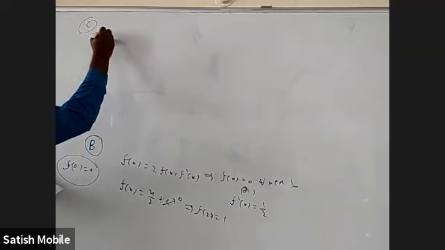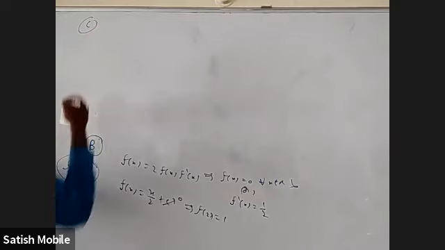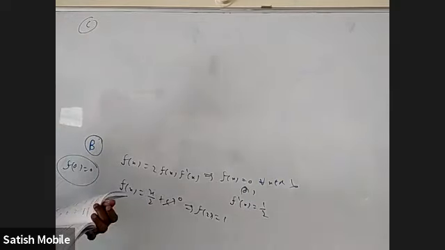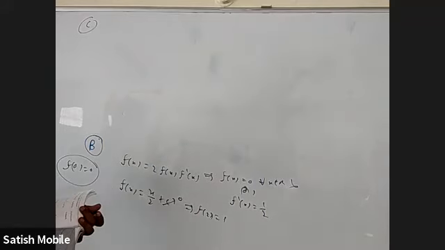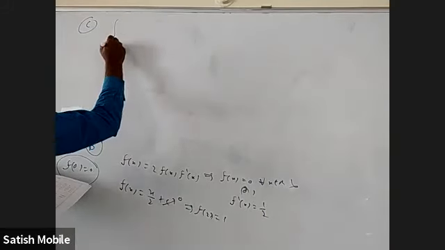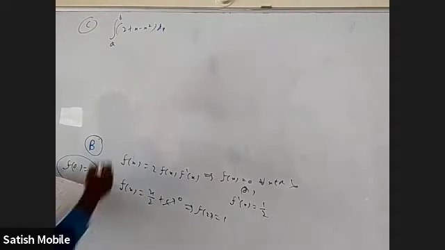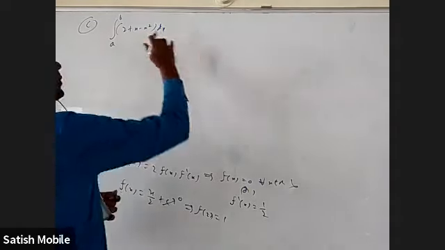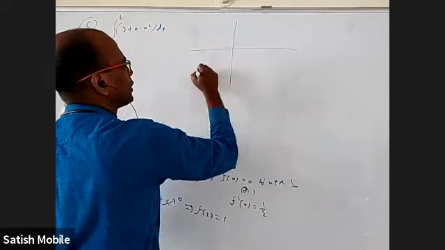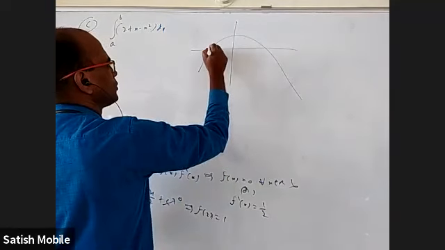Okay, CBIT. There are two variables. Lower limit is also variable, upper limit is also variable. So how to maximize it? So better to do from the graph. Integral a to b 2 plus x minus x square dx. What is the graph of this? It is a downward parabola with the roots -1 and 2.